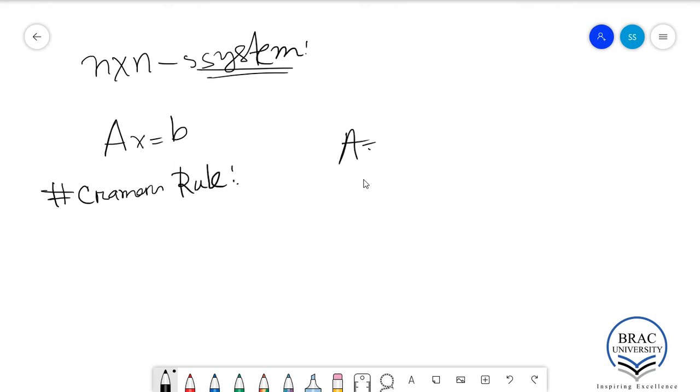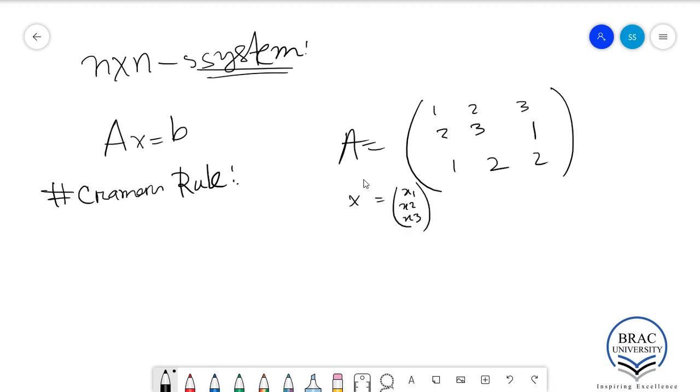And let's say your A matrix, that is your coefficient matrix, has rows 1, 2, 3, then 2, 3, 1, and then 1, 2, 2. Our column vector x is x1, x2, x3. So these are the unknowns we want to find out. And B is given by 1, 1 and 1. That is like this.